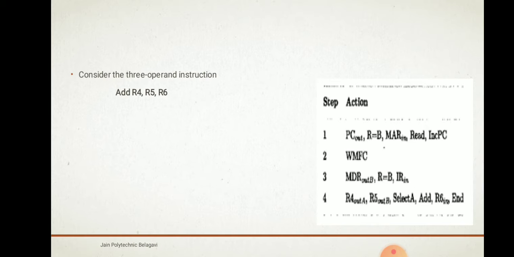Now consider an example. You can see here there is a 3 operand instruction: Add R4, R5, R6. That is, we are adding the 3 operands and storing the result in the R6 register. This is the control sequence for executing the instruction as shown below.